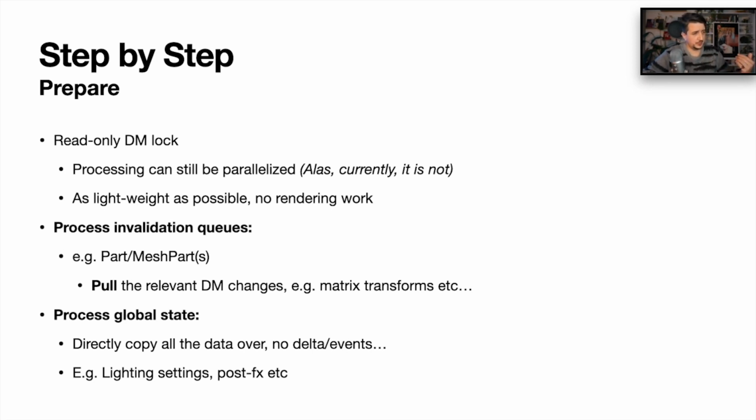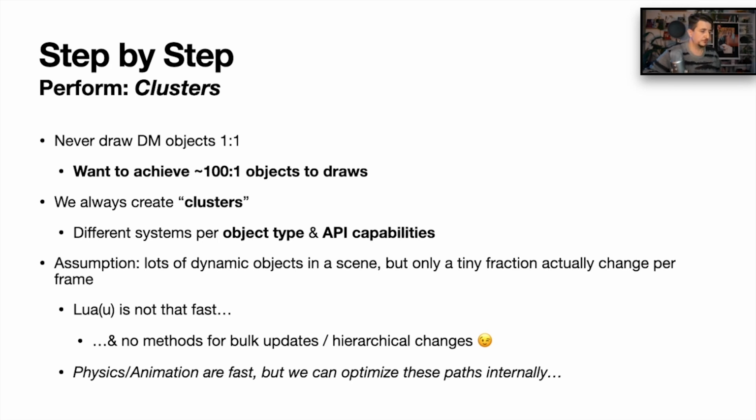In the perform step, we now unlock the data model, next frame simulation is starting, and rendering is doing its job of generating draw calls. The perform is organized in a bunch of different systems that we call clusters. The main idea behind these clusters is that we never draw the data model objects one-to-one, so we never do one draw call per part. We always want to achieve something like 100-to-1 objects to draws, and that's why all the rendering systems are called clusters. We have different clusters per data model object type, and sometimes different variants based on your API or your underlying hardware capability.